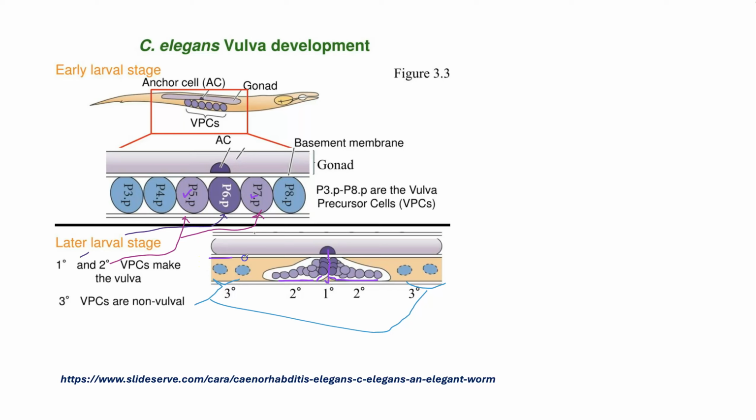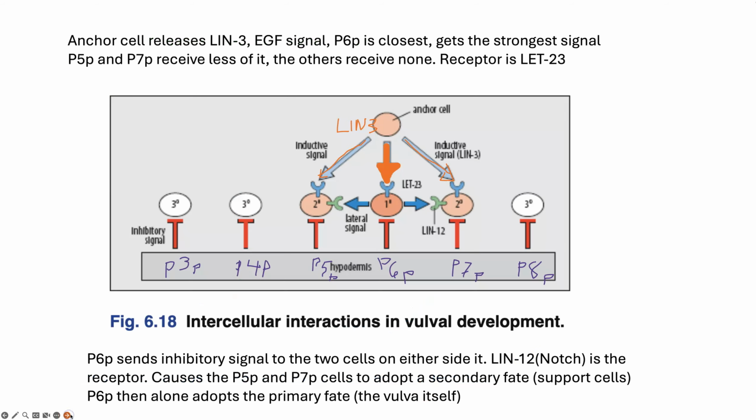And then the tertiary ones are the ones that are going to form the actual non-vulval tissue, which is hypodermis in this case. So primary, secondary, and tertiary. And then these are the signals. There's a whole bunch of additional ones, but I think this is more important, to just get a few basics right.